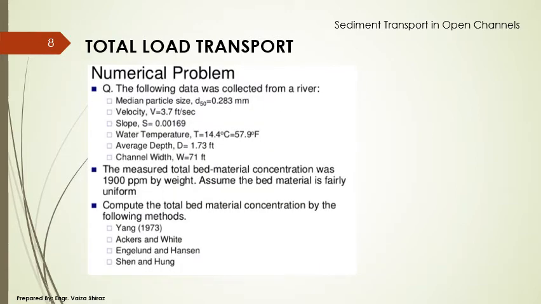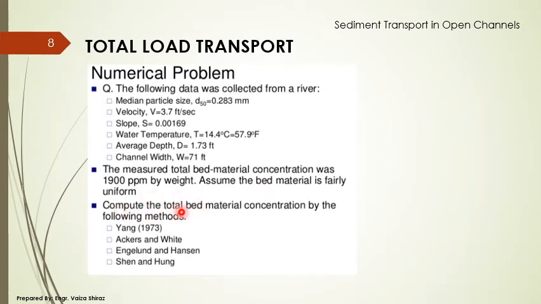Now we will discuss a numerical problem, and in this you have the following data which is collected from a river: mean particle size d50, flow velocity, slope, water temperature, average water depth and channel width. The measured total bed material concentration was 1900 parts per million by weight. Assume the bed material is fairly uniform.